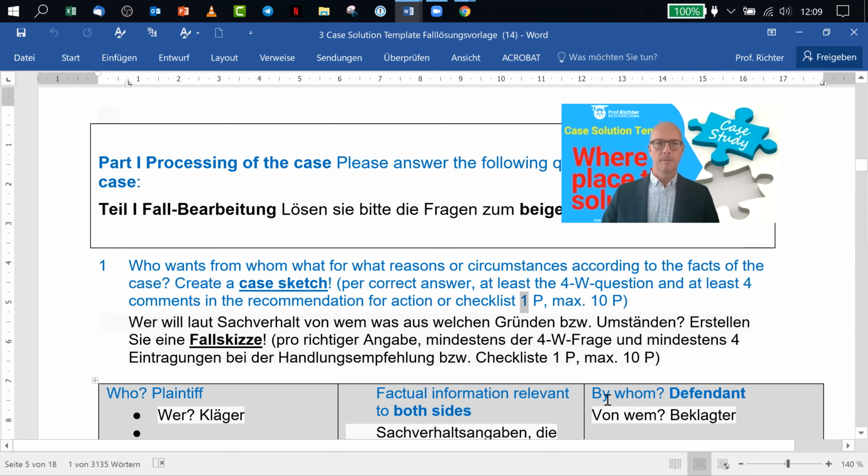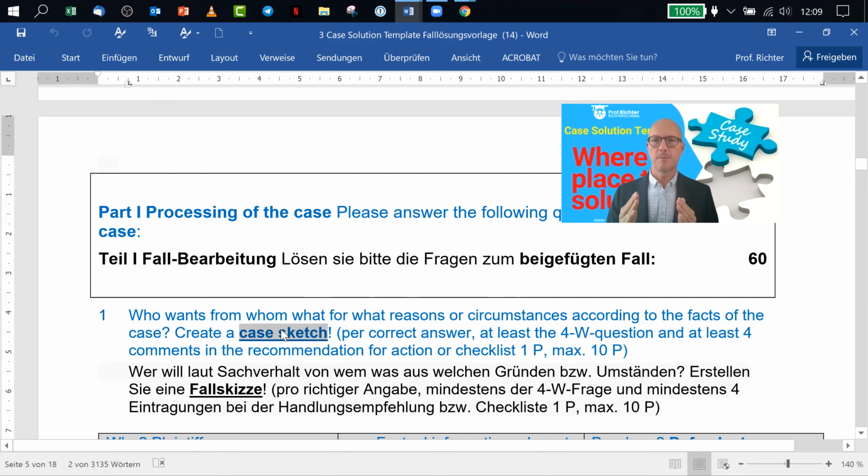Okay, so the first question is always about a case sketch. Please tell me, and this is very important later also in real life, that you are able to explain to a lawyer or to somebody else who wants what from whom, and for what reasons or circumstances, according to the facts of the case.